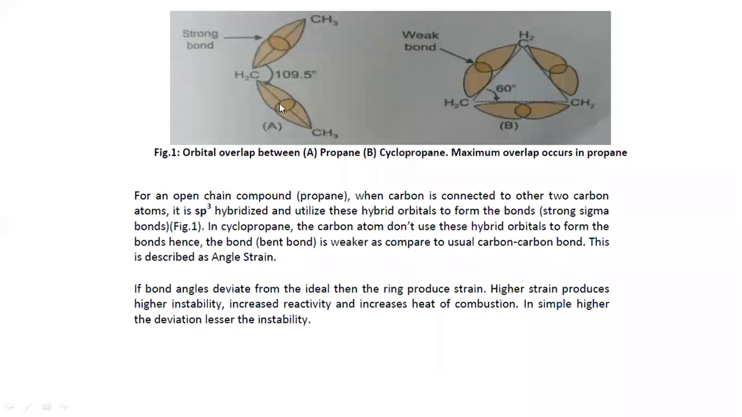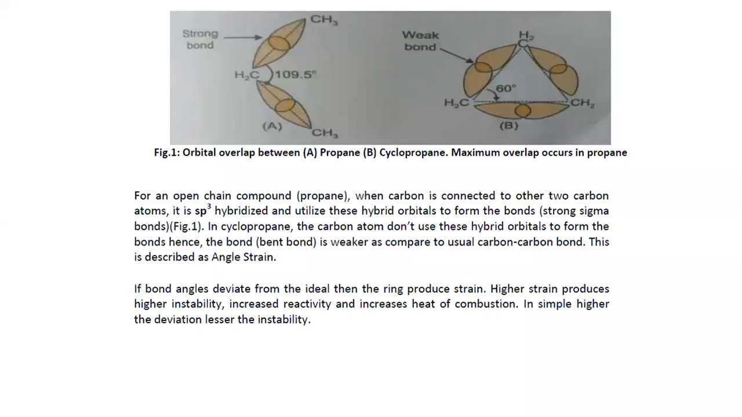See, in the case of propane, the bond angle is 109.5 degrees. But when this propane joins in a cyclic manner, the bond angle changes. This changed bond angle imposes a strain on that carbon atom, and that strain is known as angle strain. This postulate was given by Baeyer. That's why it is his first postulate.